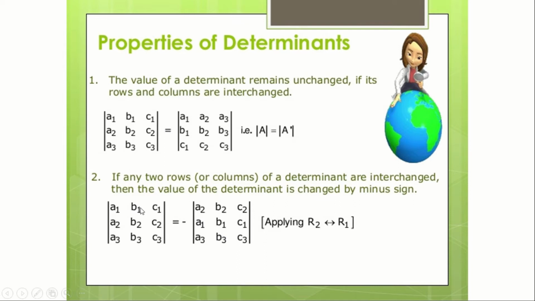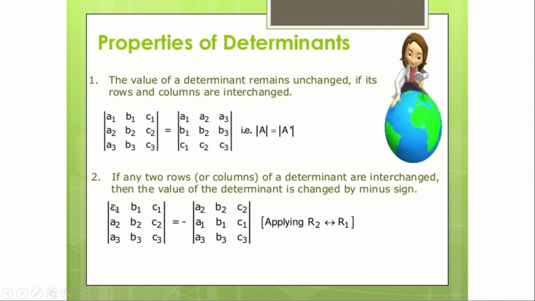See here, an example has been given. A1, A2, A3 is in a column, and B1, B2, B3 and C1, C2, C3 are written in columns. When A1, A2, A3 is interchanged into a row, and B1, B2, B3 and C1, C2, C3 likewise, all the columns have been interchanged into rows. Even if this is done, there will be no change in the solution. So the first property is the value of a determinant remains unchanged if its rows and columns are interchanged.